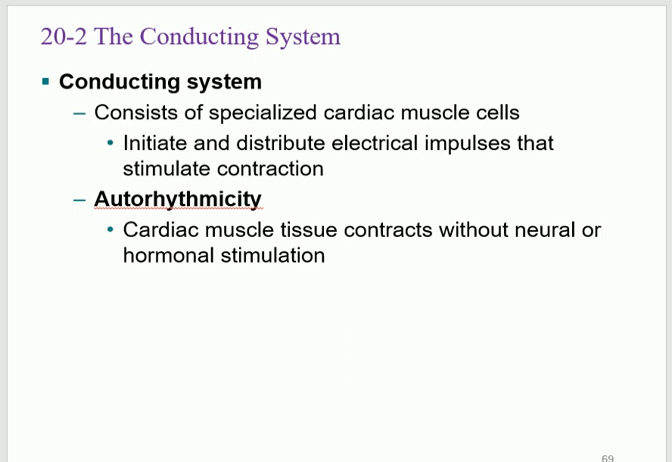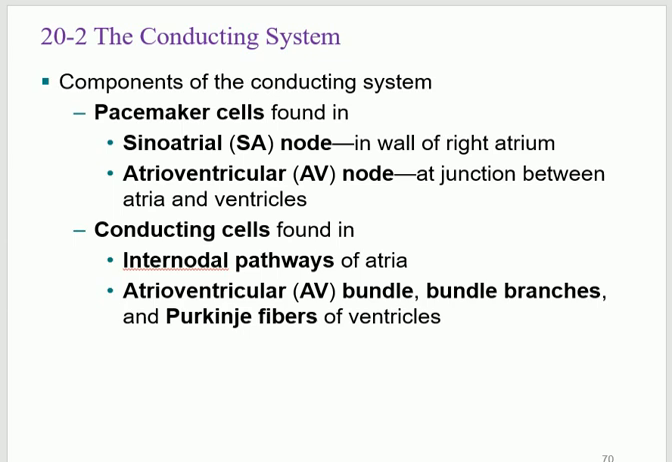Auto means by itself or automatically, right? Rhythmicity means rhythm, like this: 1, 2, 3, 4. If you go 1 per second, for example, this is called rhythm. 1 every half second, rhythm. So the rhythm is equal, or a fixed rate, which is called autorhythmicity or automaticity.